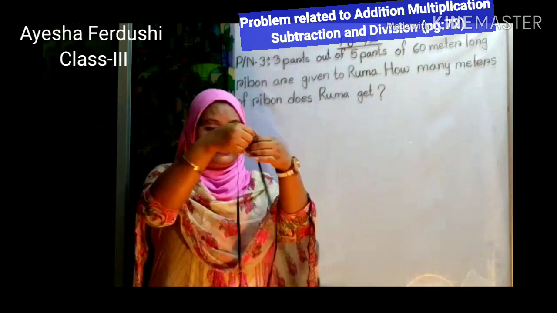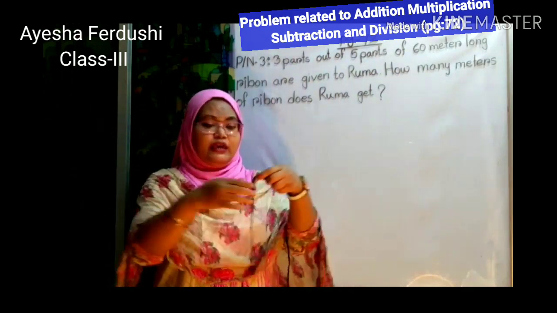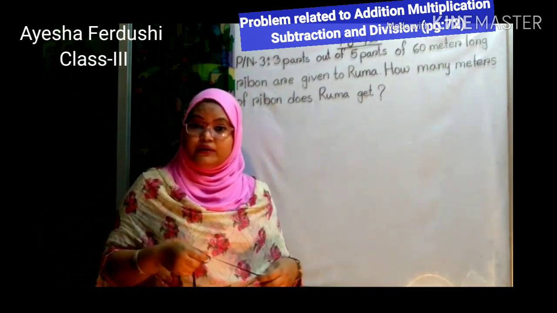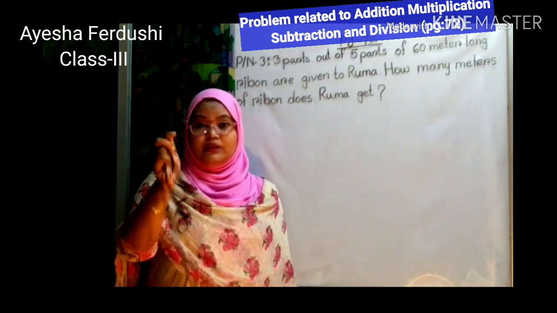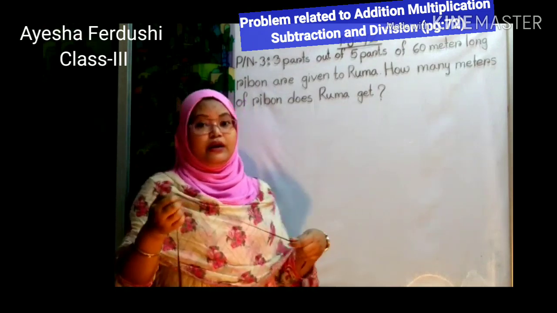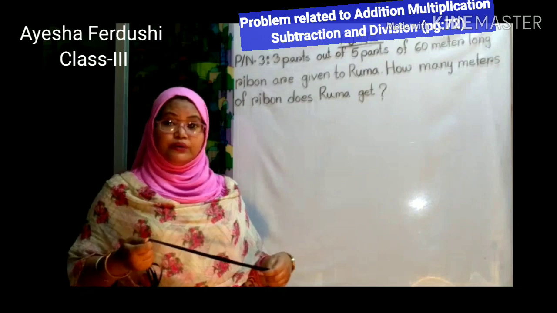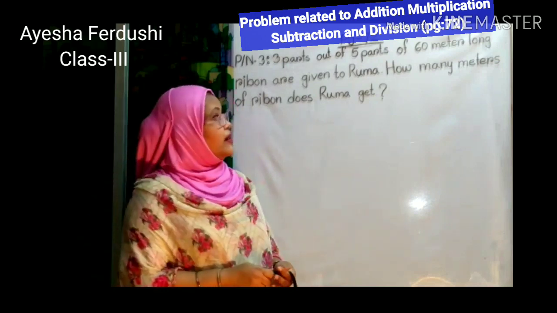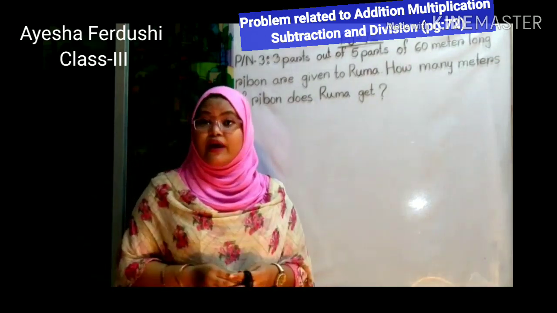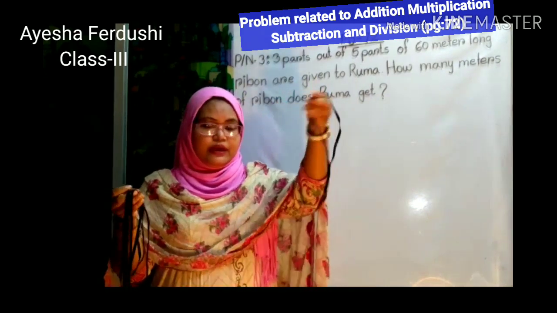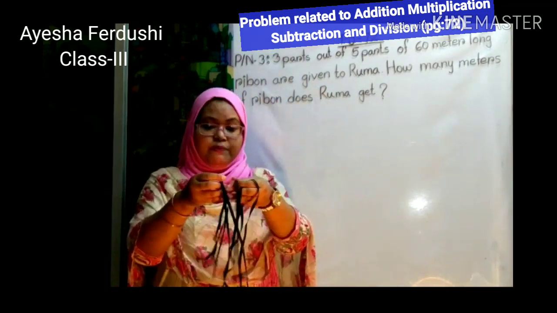This is 60 meters. Suppose if I cut this ribbon equally into 5 parts, okay dear, so each part, how can you find it? By doing division. If I cut the 60 meters equally into 5 parts, look here, I cut this big ribbon equally into 5 parts.